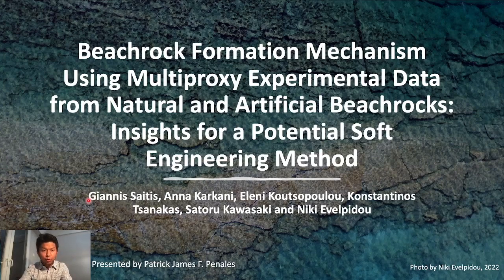Good day, everyone. Today, I'll be talking about the works of Dr. Saitis et al. 2022, entitled Beachrock Formation Mechanism Using Multi-Proxy Experimental Data from Natural and Artificial Beach Rocks, Insights for a Potential Soft Engineering Method.